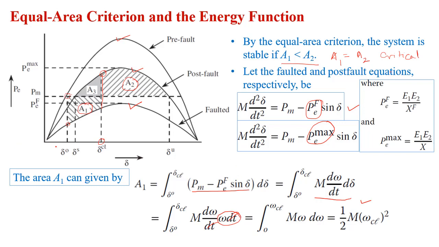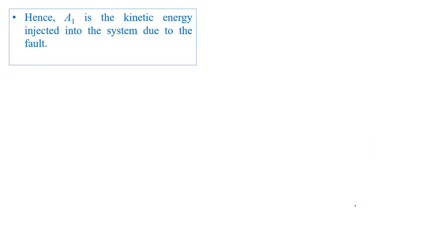Because at delta naught your relative speed is 0, that is omega is 0 at delta naught. And at delta CL omega is equal to omega CL. So therefore I can write the integration from 0 to omega CL of M omega d omega, and half of M omega CL square is your A1. Hence A1 is the kinetic energy injected into the system due to fault.